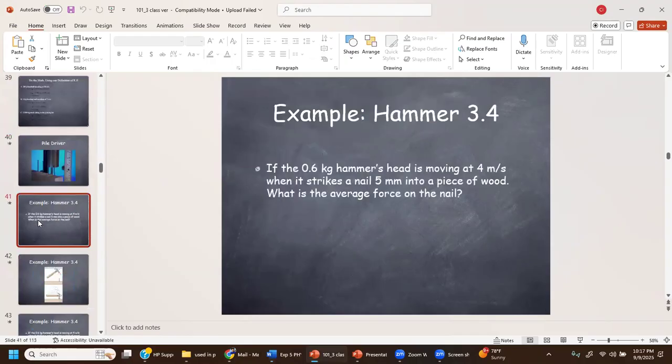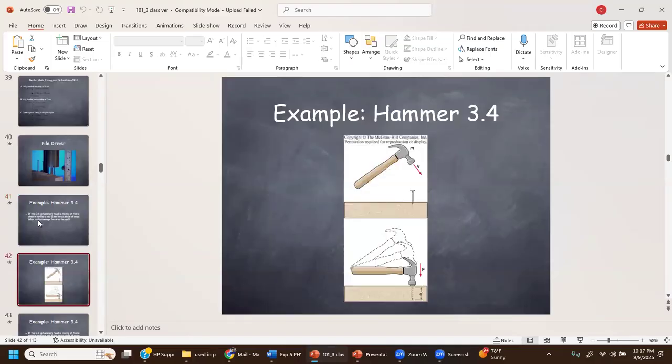So let's say we have another example, shall we? You've got a 0.6 kilogram hammerhead moving at 4 meters per second when it strikes the nail, driving it 5 millimeters into the wood. What is the average force on the nail? And again, this is what we just saw. The hammer going in has a mass, and it's going at a velocity to a distance, which means it's going to have work, because work uses the force multiplied by that distance. So let's go ahead and set up our information in this question.